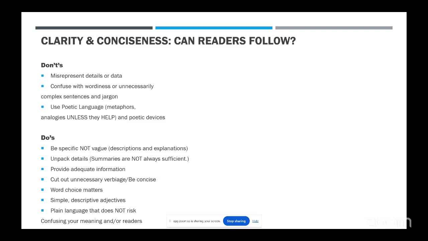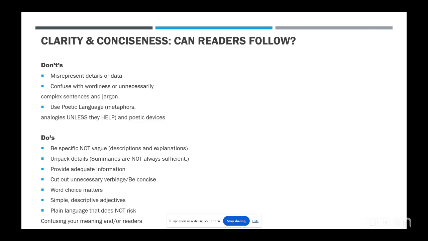Now, I'm not saying not to use words that are applicable to your field. Yes, you do want to use words that are applicable to your field. But outside of that, you don't have to pretend to be someone that you are not. So ask yourself, can readers follow what you have written?